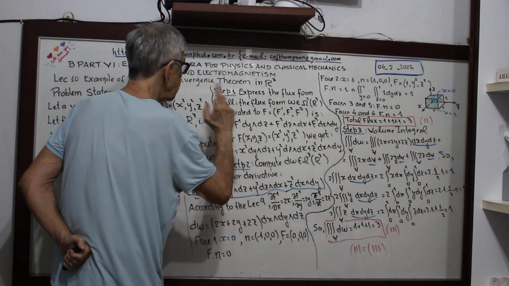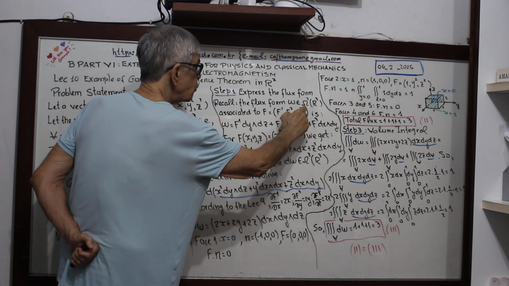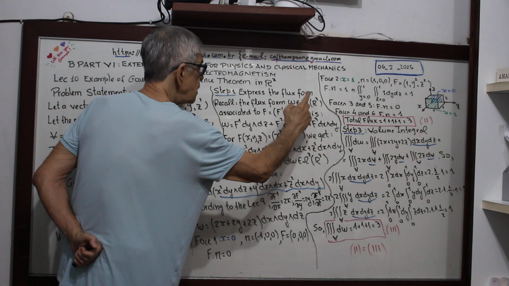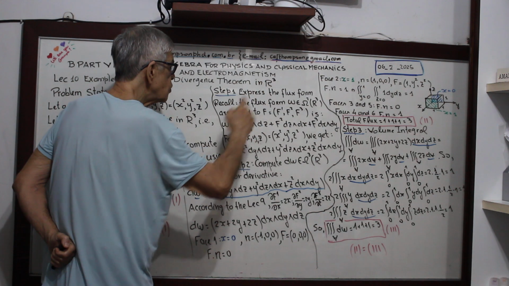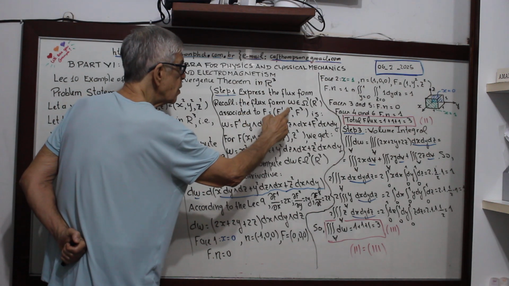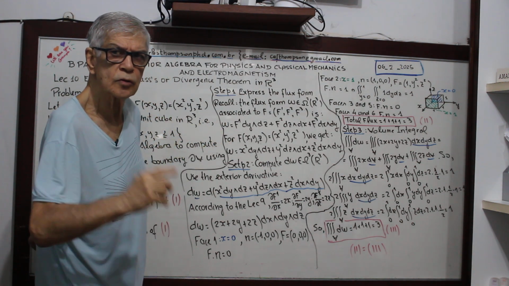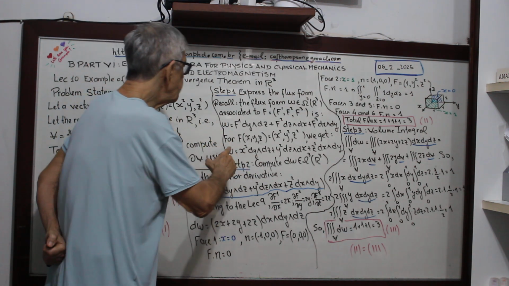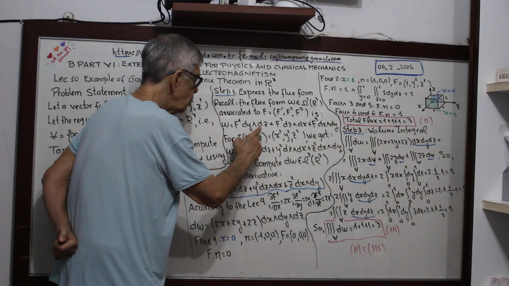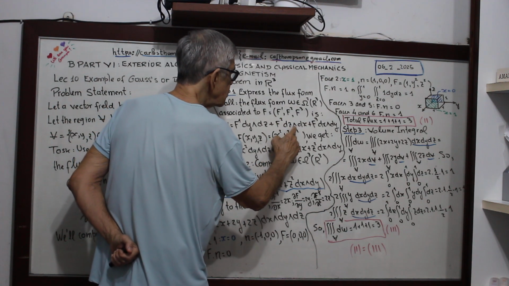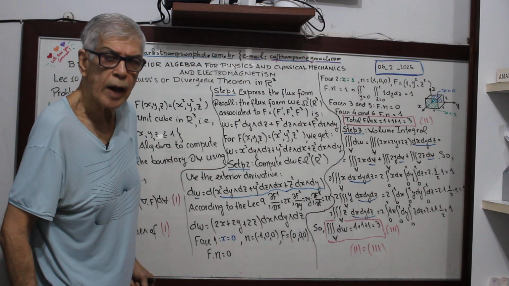Express the flux form. Recall that the flux form omega belongs to the two-form space, embedded in R3. This flux is associated to the field F = (F1, F2, F3), exactly as we did in the previous lecture 9. So then this omega is F1 dy wedge dz, plus F2 dz wedge dx, plus F3 dx wedge dy.